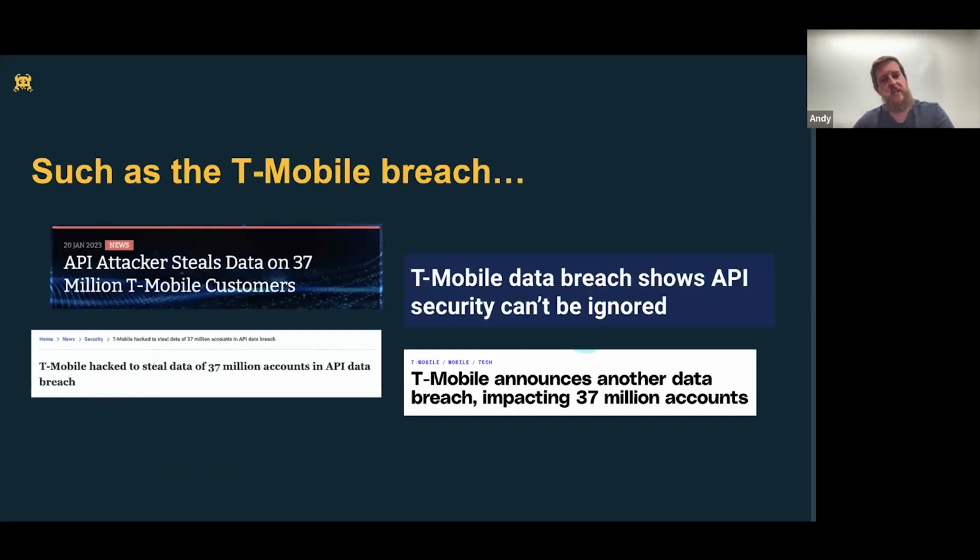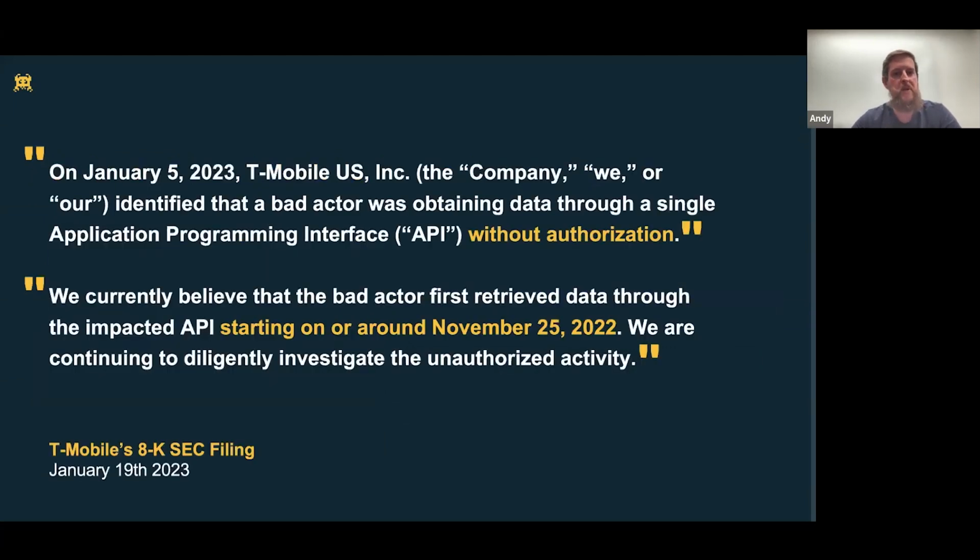Finally, the T-Mobile breach. This was a little bit of a weird one. This happened at the beginning of this year again, and 37 million accounts were impacted. One of the big differences about this was that we didn't find out about it from the news. We didn't find out about it from them publicly announcing it in any way. This came through an SEC filing, T-Mobile's 8K SEC filing. An 8K filing is basically telling the SEC about an event that's happened which might impact the company's value or their price.